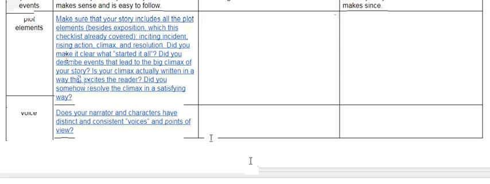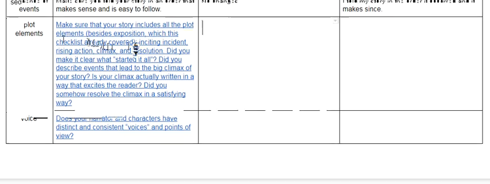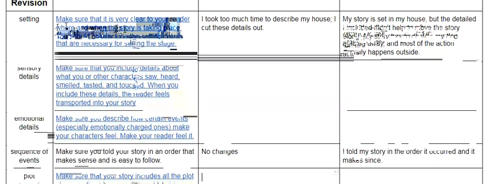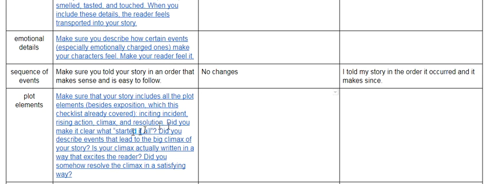Plot elements. Make sure that your story includes all the plot elements besides exposition, which this checklist already covered. So you've already, up here at the top, when we talked about setting, you already checked for setting. But let's look at the rest of the plot elements. Okay, inciting incident, rising action, climax, resolution. So are all of those plot elements present in your story? You should have checked for this when you were drafting. In fact, you should have designed your brainstorming plan from the very beginning this way. So all of them should be there. You're just double checking here.